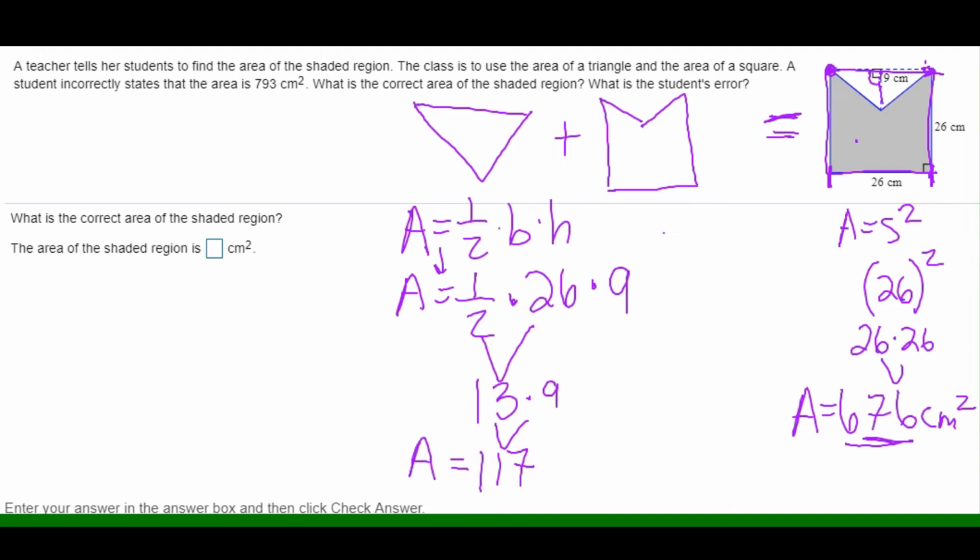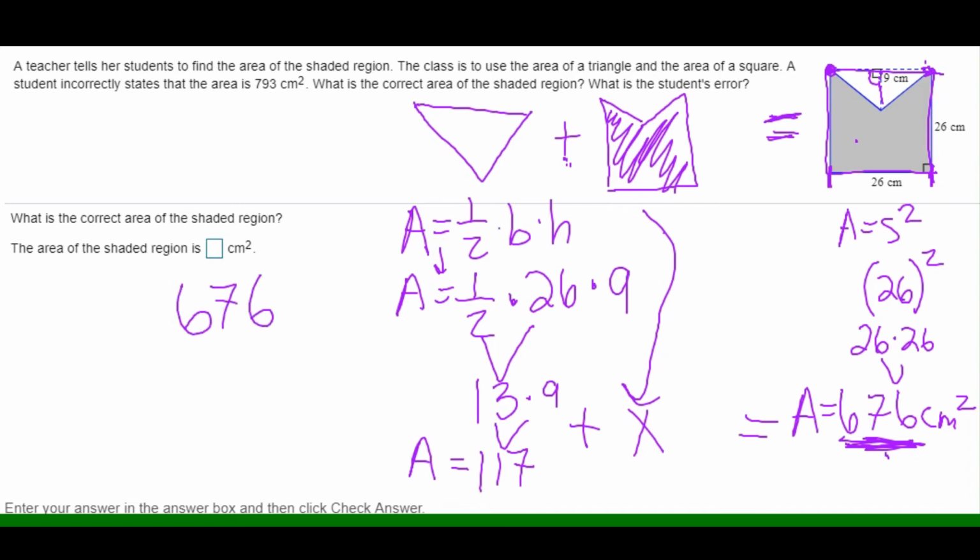Now the area of the triangle plus the area of the shaded region is equivalent to the area of both of them together, which is 676. If I want to find the missing value, I could solve for my variable. I could subtract. So if I have the area of both of them together, which is 676, and I subtract the area of the triangle, which is 117, from that, then the part that's left over is going to be my part that's the shaded region, which is the part that I'm looking for to answer this question. So 676 minus 117, and that answer is 559.